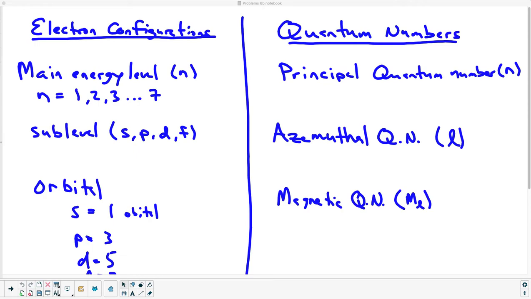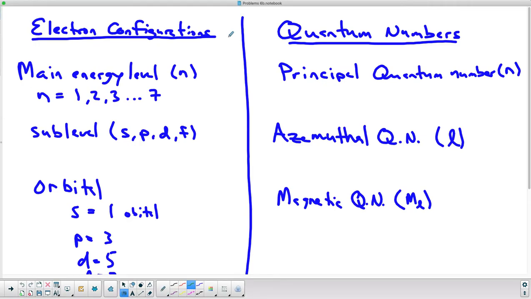Hey class, this is the 6B problem. As you can clearly see, this is not actually part of the problem. So what this is, excuse me, is a way for me to show you the whole quantum number thing, something that we've learned already. So take a look.